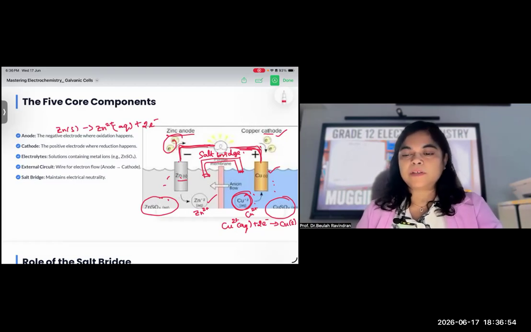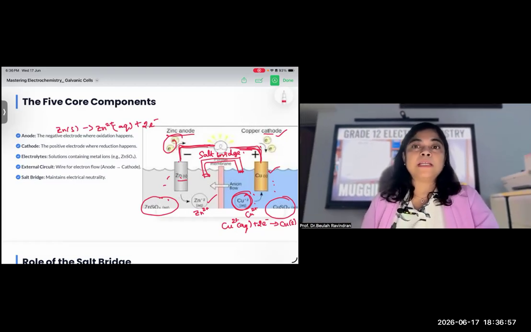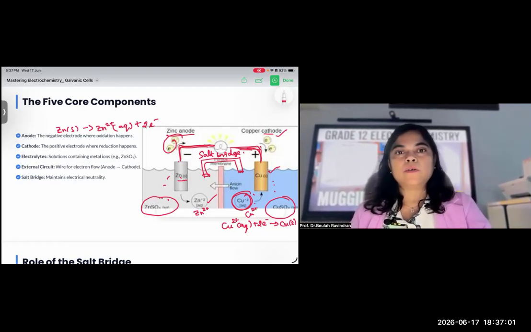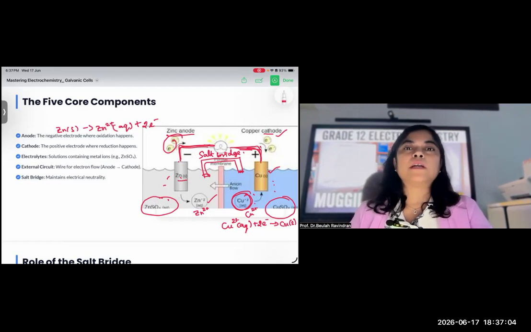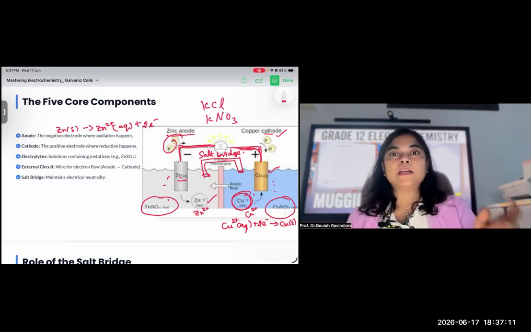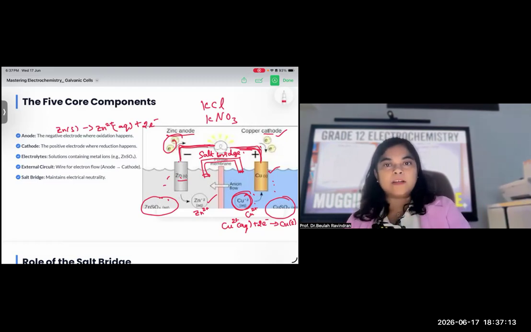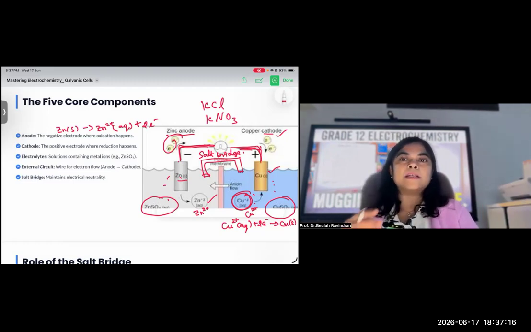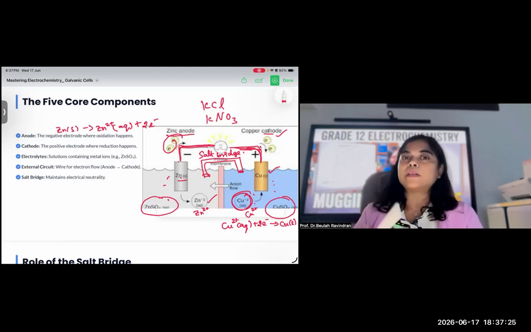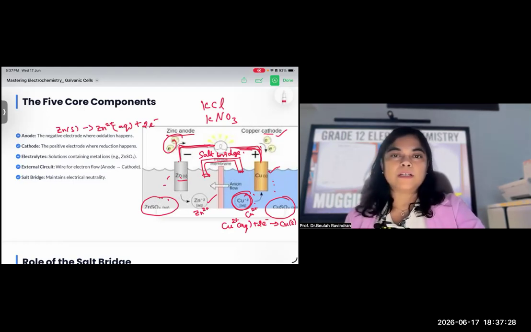It's a U-shaped tube filled with an inert electrolyte like KCl or KNO3. So KCl or KNO3 you are taking in a salt bridge. It allows anions to migrate to the anode side and cations to migrate to the cathode side, maintaining electrical neutrality without letting the solutions mix. Now the circuit is complete and the electricity flows continually.